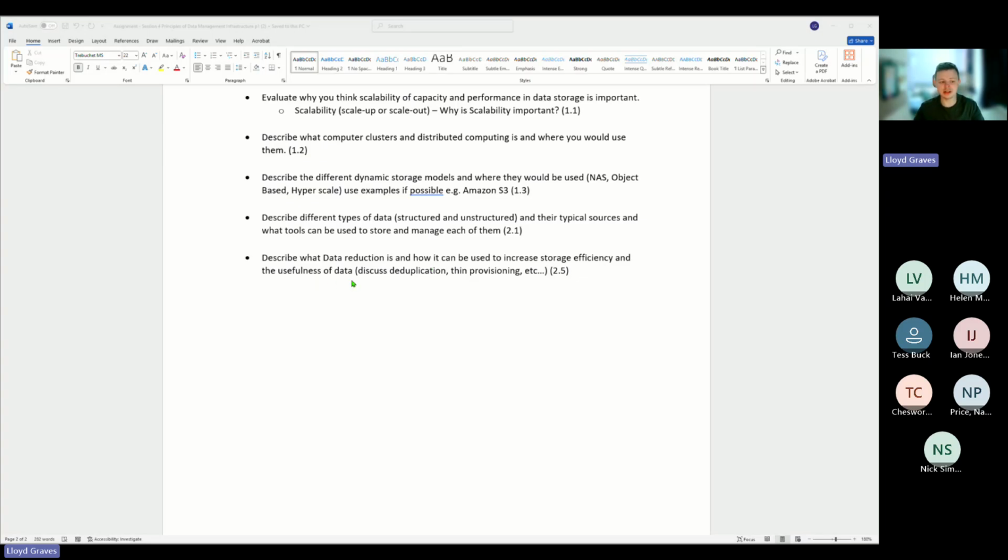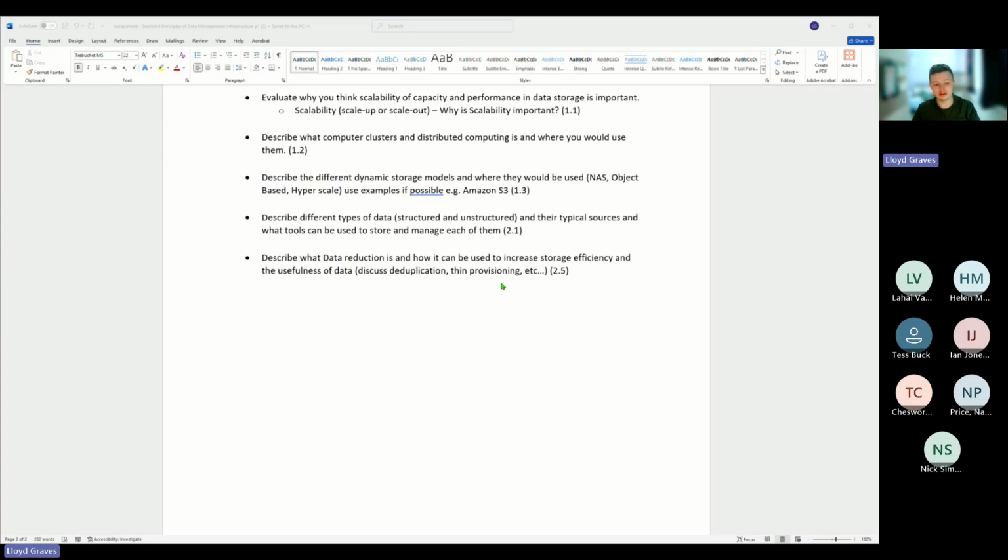So what is the general idea of data reduction? You can explain deduplication and thin provisioning, and then you can say how do those things improve efficiency and usefulness of data. So you can talk about thin provisioning reducing costs because you're not paying for storage that you're not using. You can talk about data deduplication saving on storage because you're getting rid of unnecessary duplicates of data.